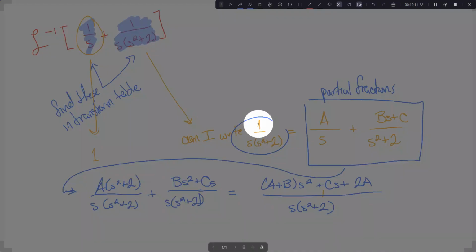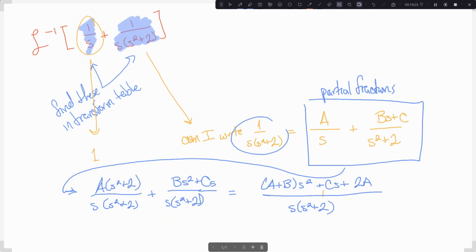And you'll recall what I want is that I need this numerator to be equal to 1. And that tells me immediately that c has to be equal to 0, because there are no s's in the numerator here. So I have c equals 0. It tells me that a plus b has to be equal to 0, because there are no s squared terms in my original case. A plus b is 0, which is equivalent to a equals negative b. And I know that 2a has to be 1. So 2a is 1, which means a is 1/2, which means b, which happened to be negative a, is negative 1/2.